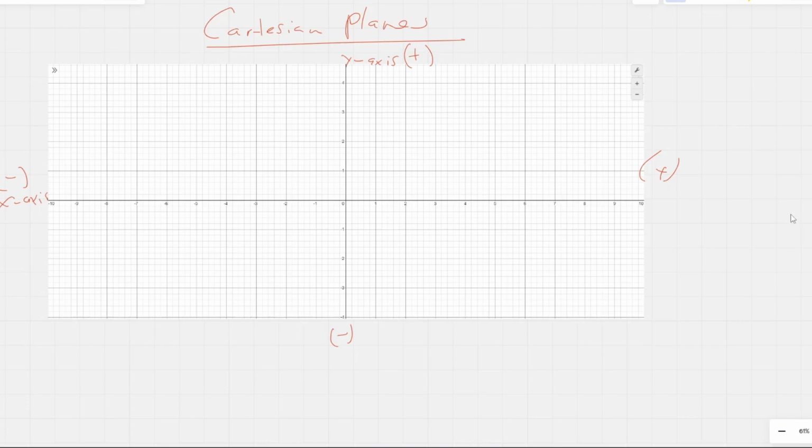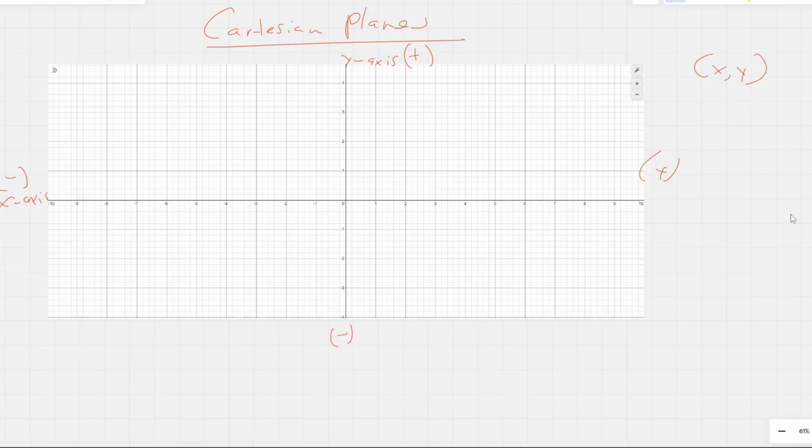All right. So the next thing I would like to look at is actually naming points on the Cartesian plane itself. A point has both an x and a y when we're putting it on a Cartesian plane, or getting a point from a Cartesian plane. It will have both an x and a y. All right, so I'll show you how this works.